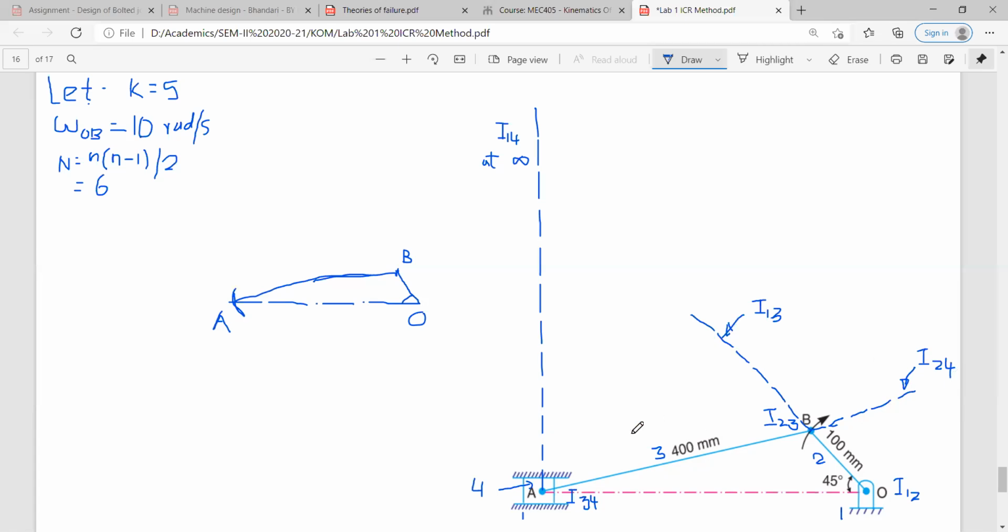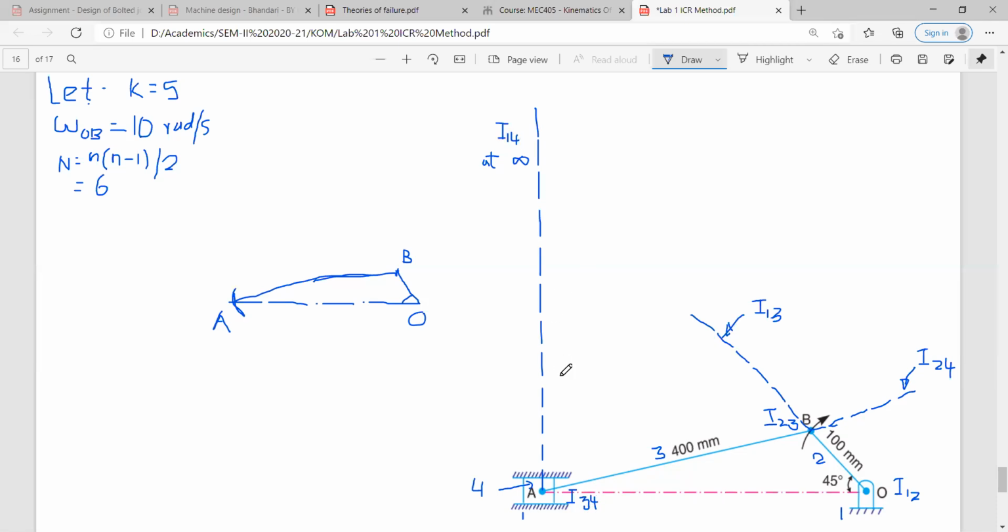I24. Okay, now next line is what? This particular line which you have drawn, you know it for sure that I14 is at infinity, means this line will continue to infinity. It is coming from the infinity and joining to point I34. Okay, so you know that I14 is there and I34 is there. So which combination is remaining here?